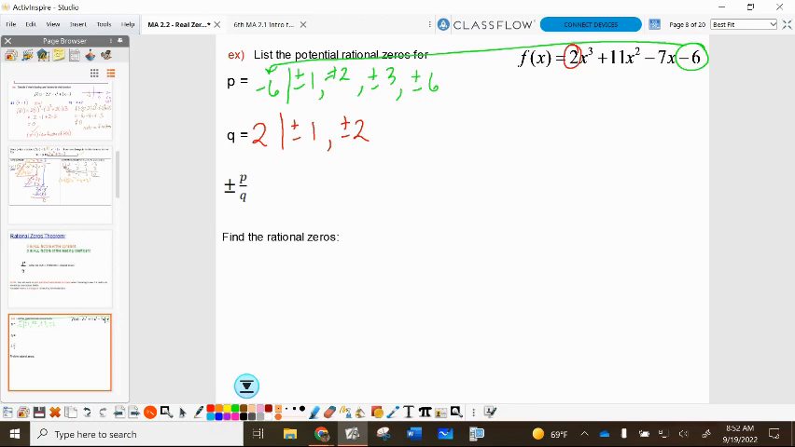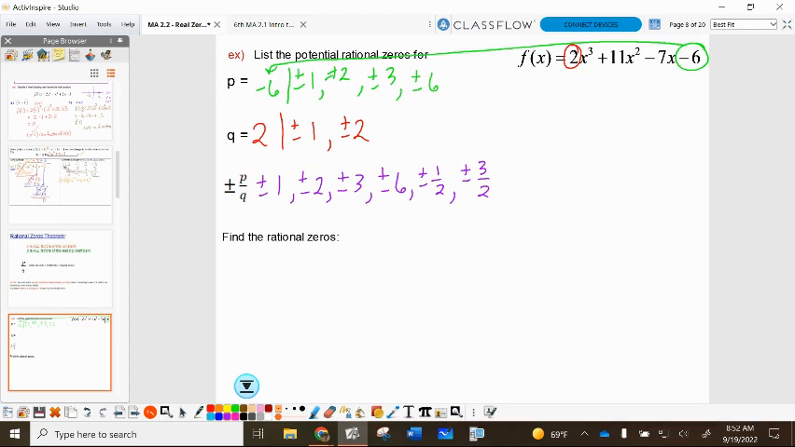So our list of all possible factors, where each of our p factors is a possible numerator and each of our q factors is a possible denominator. So we're going to start by putting all of the numerators over the first denominator. So that's going to look like plus or minus 1 over 1 is 1, plus or minus 2 over 1 is 2, plus or minus 3 over 1 is 3, plus or minus 6 over 1 is 6. And then let's put them all over the second denominator, which is 2. So that would be plus or minus 1 half, plus or minus 2 halves, which is 1, which we already have represented, plus or minus 3 halves, plus or minus 6 halves, which is 3, which we already have represented.